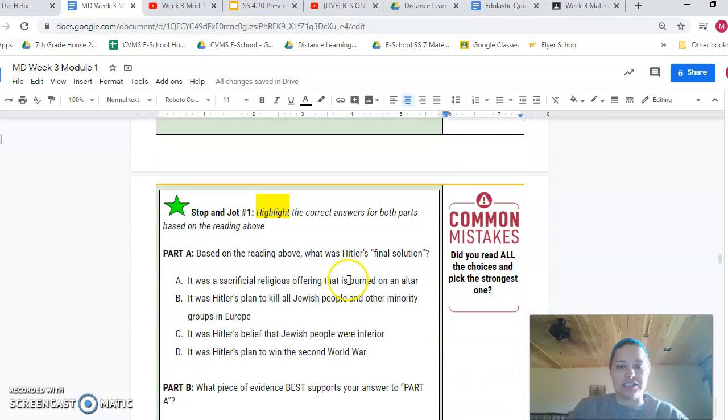So the first question, you're going to highlight the correct answer for both parts here. Based on the reading above, what was Hitler's final solution? A, it was a sacrificial religious offering that is burned on an altar. B, it was Hitler's plan to kill all Jewish people and other minority groups in Europe. C, it was Hitler's belief that Jewish people were inferior. Or D, it was Hitler's plan to win the Second World War. If you need to stop the video to answer that, please feel free and pause it.